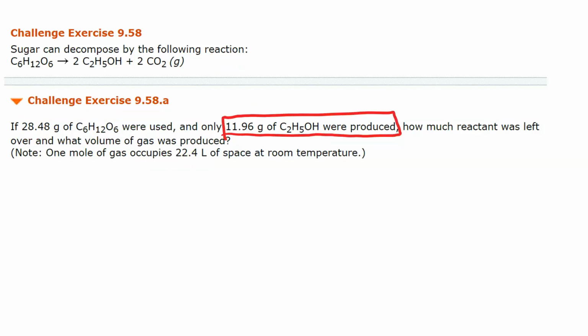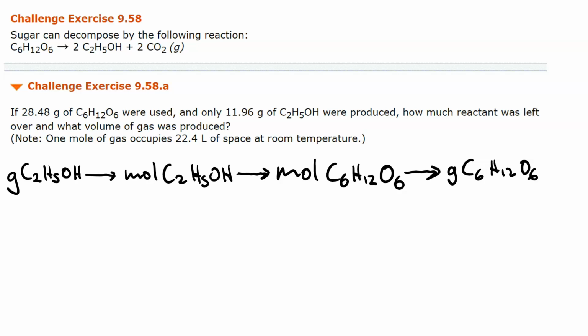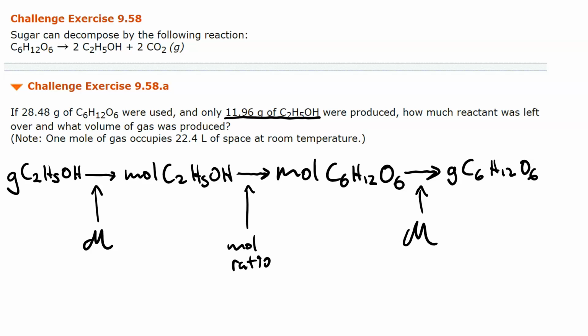First, we'll determine how much sugar had to be decomposed to make 11.96 grams of C2H5OH. That's ethanol, by the way. This is the map of how we're going to solve the first part of the problem. We'll start with the grams of C2H5OH. We'll use the molar mass of C2H5OH to get moles of C2H5OH. From there, we can use a mole ratio to get to moles of glucose, C6H12O6. And then we'll use another molar mass to get to grams of C6H12O6.